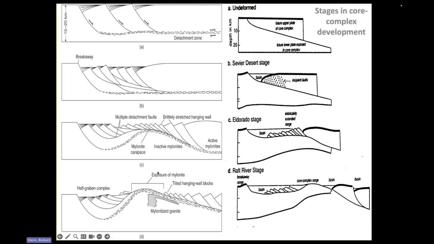So here we see some cartoons of how it happens. Up here in the top left, we see these normal faults which flatten with depth into a detachment zone. We could call that a listric fault, except it's ductile, so it's not really a fault. It's kind of a shear zone. And these blocks, as they subside, they rotate and you get this asymmetry. There's the master fault on one side of this basin.